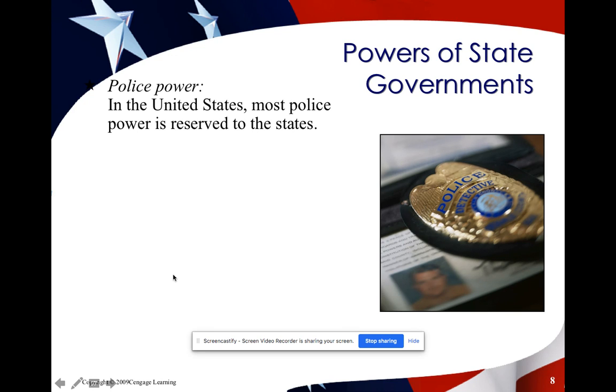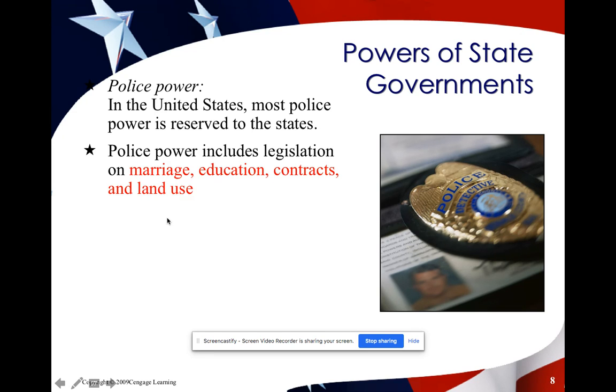So some of the powers to state governments. Most police power is reserved to the states. We are protected here by the Parsippany Police. That's a local police department sanctioned by the state. It's not a federal police power, okay?